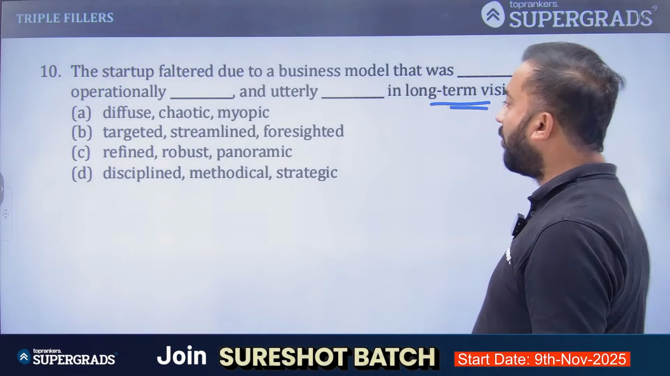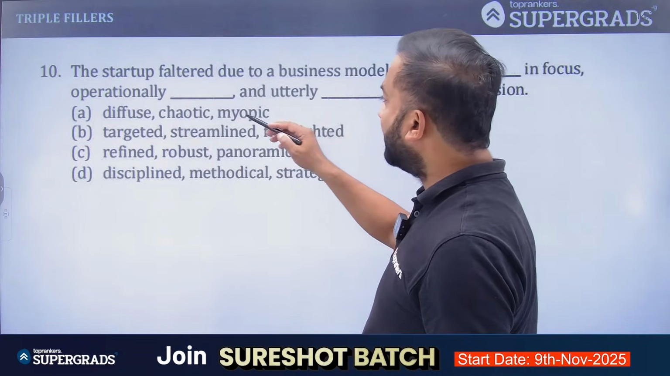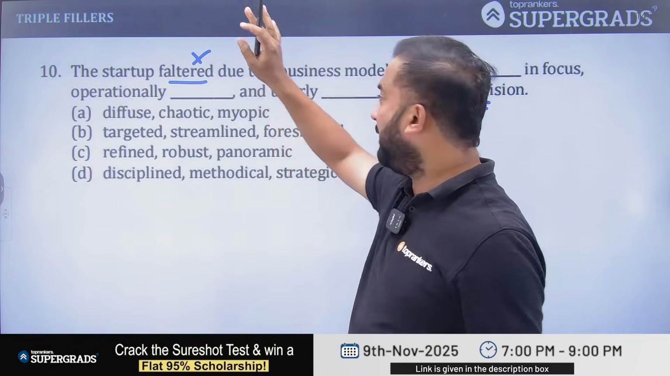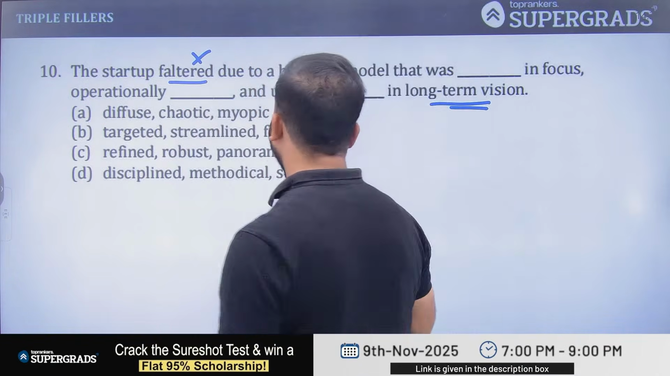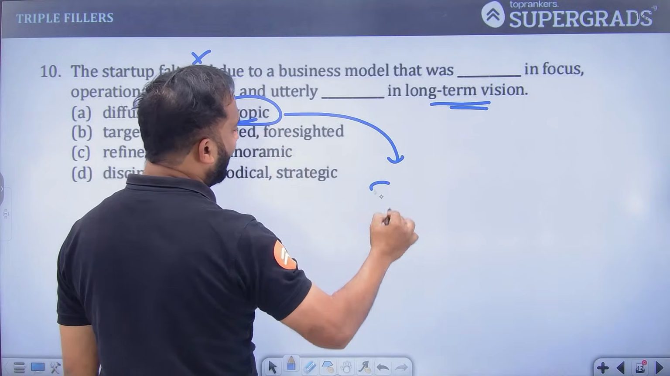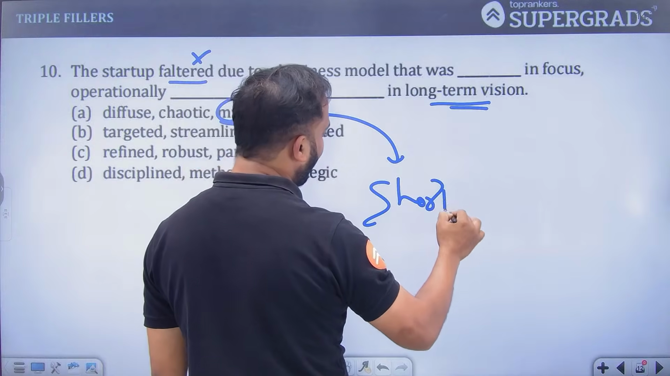Utterly dash in long term. So startup faltered, startup नहीं चला. So that means long term vision उसके पास नहीं था. Long term vision नहीं था मतलब क्या हुआ? That it was myopic. Myopic is short sighted.